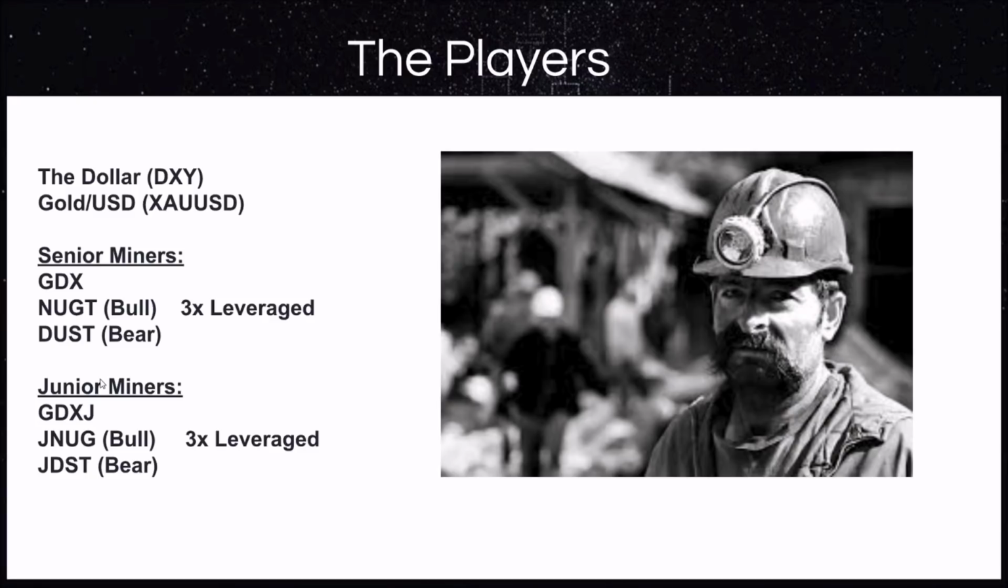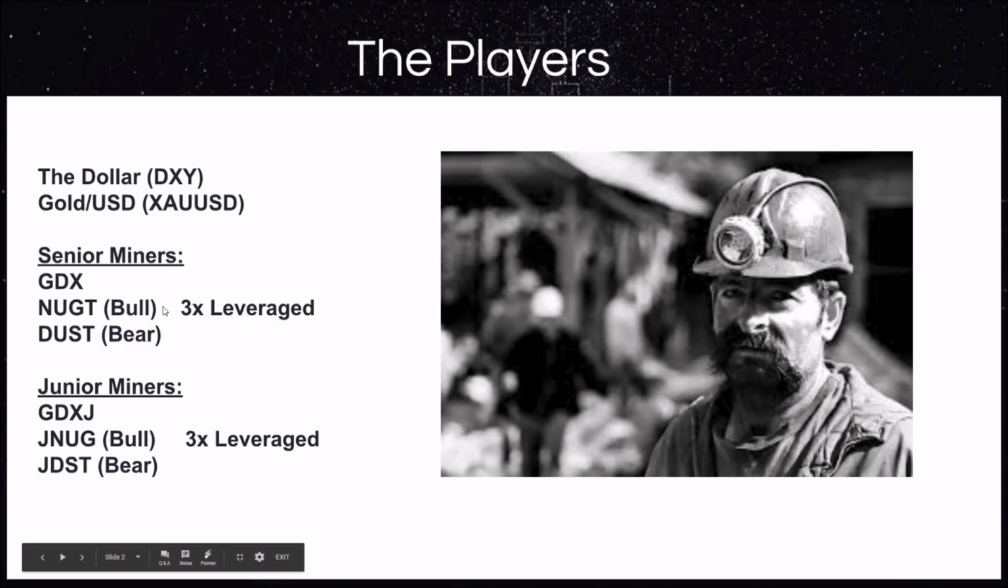So what I will do is compare them to each other and say, all right, the senior miners are stronger. So if the gold bulls show up, I'm playing NUGT bullish. And if the gold bears show up, I'm playing JDST bearish. So I will take the weaker name and play it bearish, and I will take the stronger name and play it bullish. And that oftentimes means I'm switching between junior and senior miners.